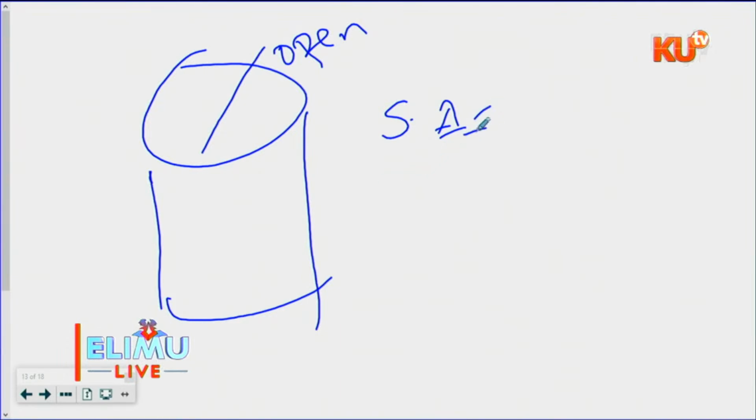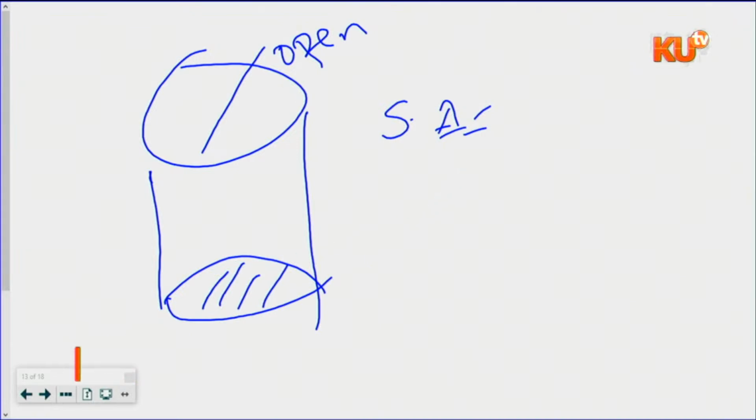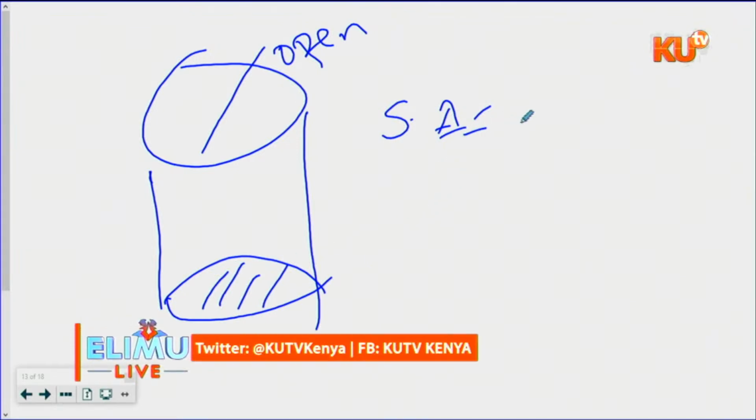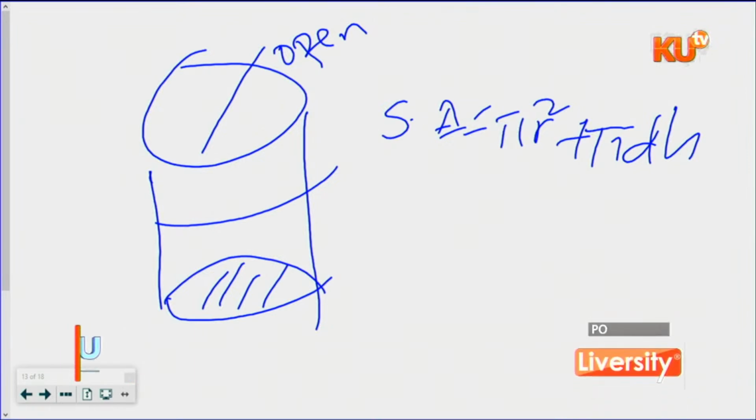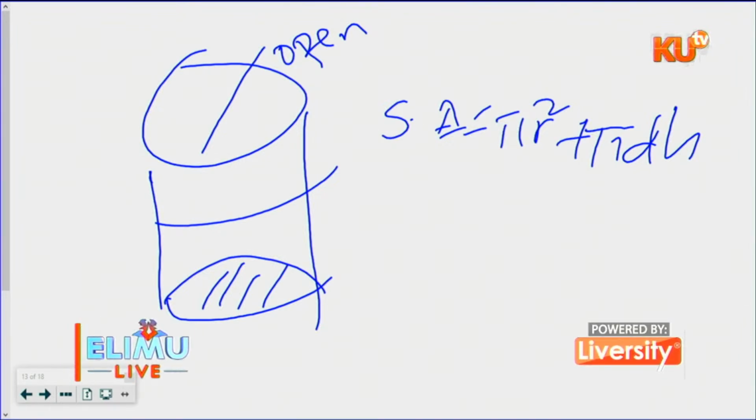Surface area of an open cylinder will be equal to the area of the bottom, which is a circle, so we say pi r squared, plus the area of the curved part, which is pi d h.